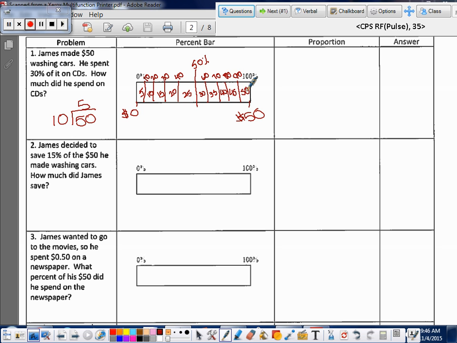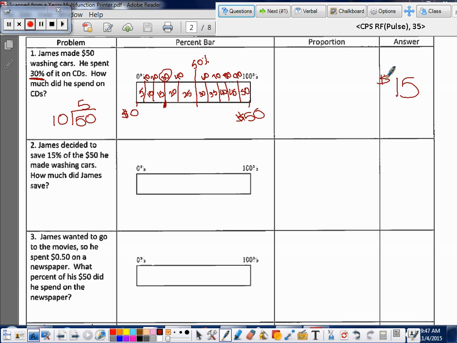Nicely done. So let me ask Ariana then. What percent are we concerned with looking at? 30%, thank you. Now, Ariana, if 30% is right here, how many of those bars is that? 3, and what's my total amount then? If I have 3 bars, 30% is how many dollars? $15. So we think our answer is $15.